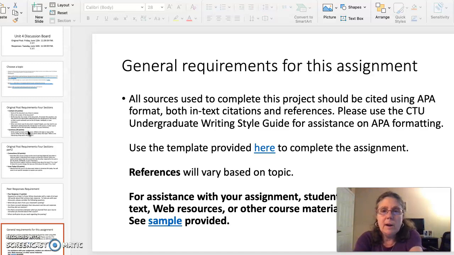Okay, so general requirements for this assignment. All sources used to complete this project should be cited using APA format, both in-text citations and references. Highly recommend checking out the C2 Undergraduate Writing Style Guide. One of my very first announcements in this class is how to access it. And also one of my first announcements in this class is regarding the Writing Center. The Writing Center is absolutely fabulous. Check it out. You're paying tuition here, so why not use these incredible resources like the Style Guide, the Writing Center, and our C2 library, which is absolutely fabulous? Why not use our library as well?